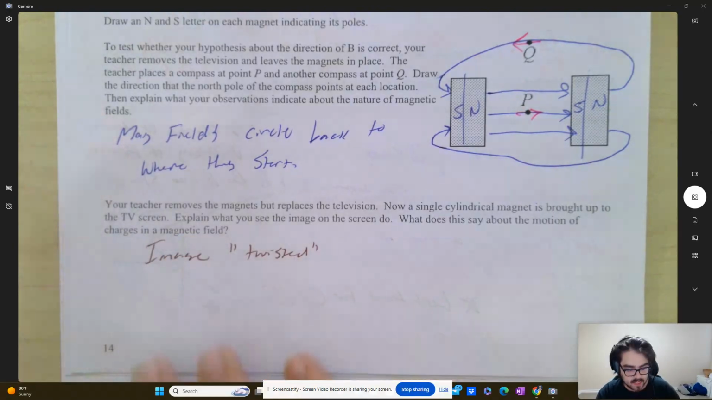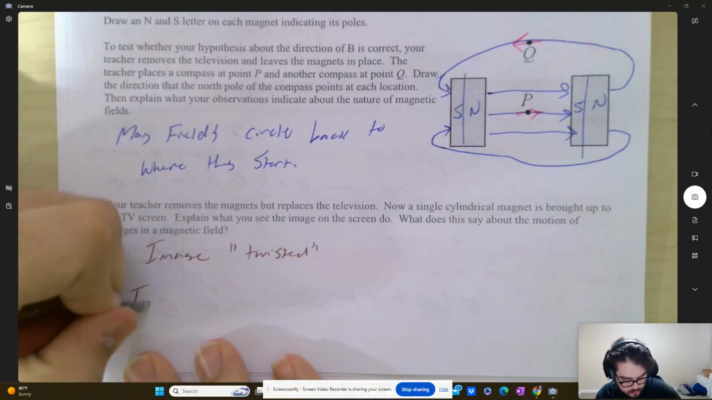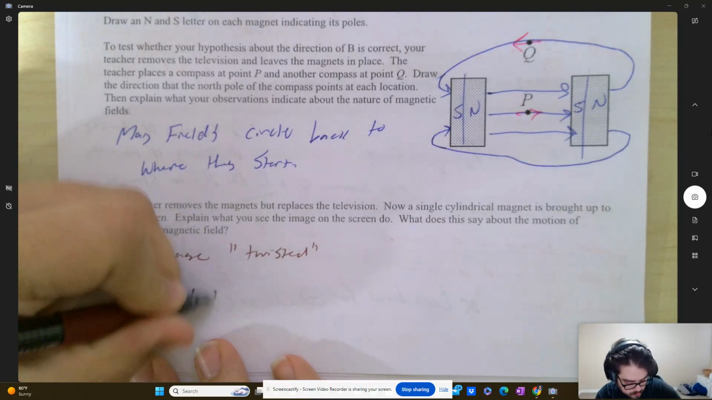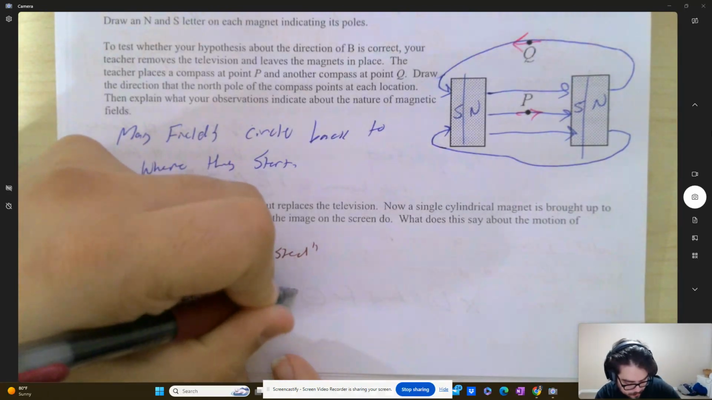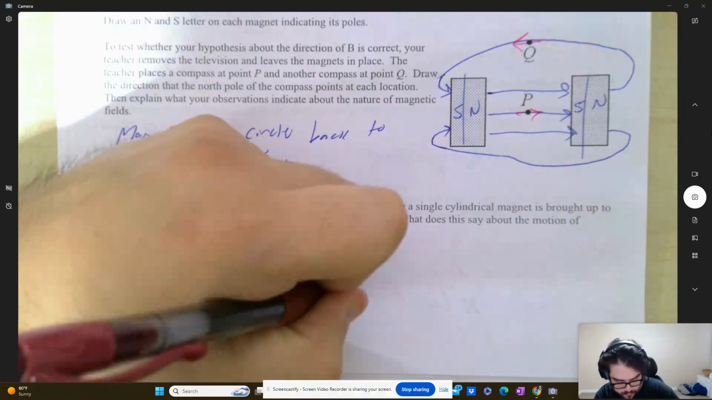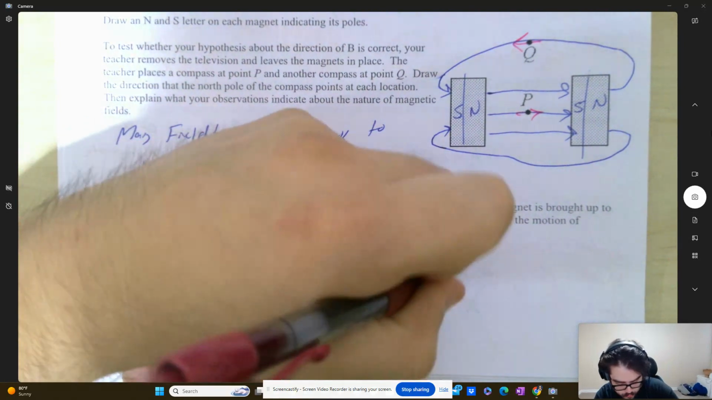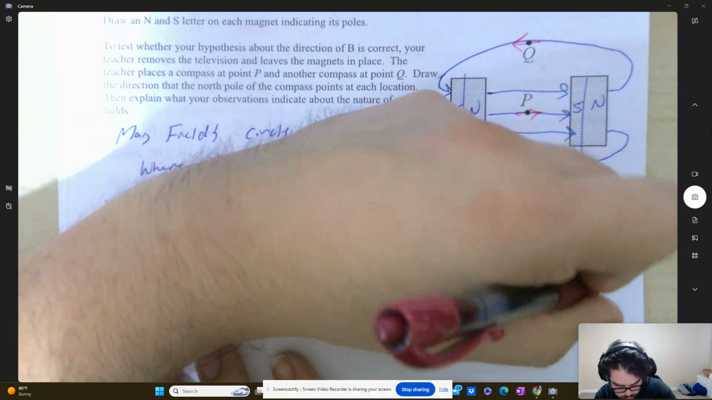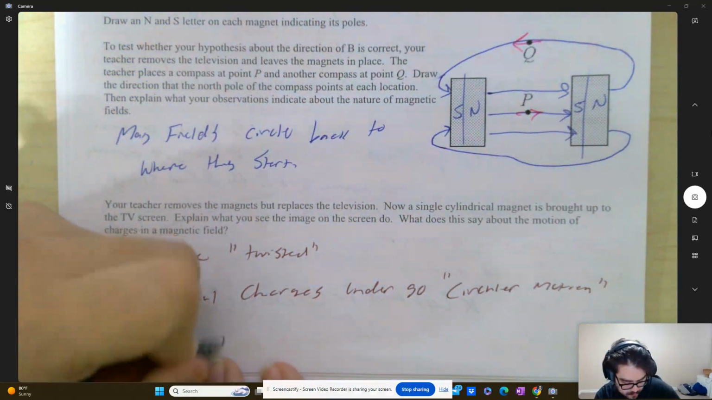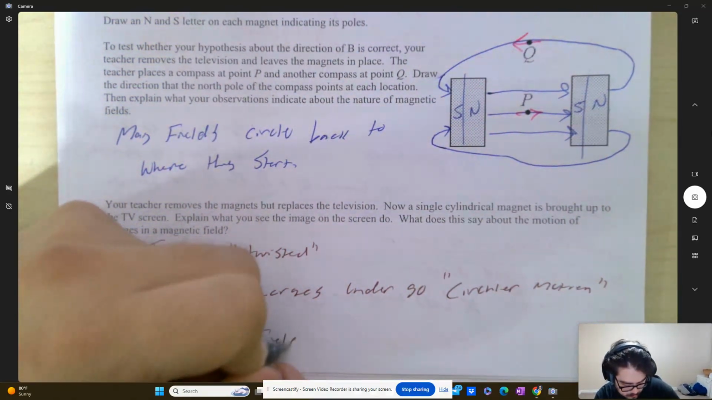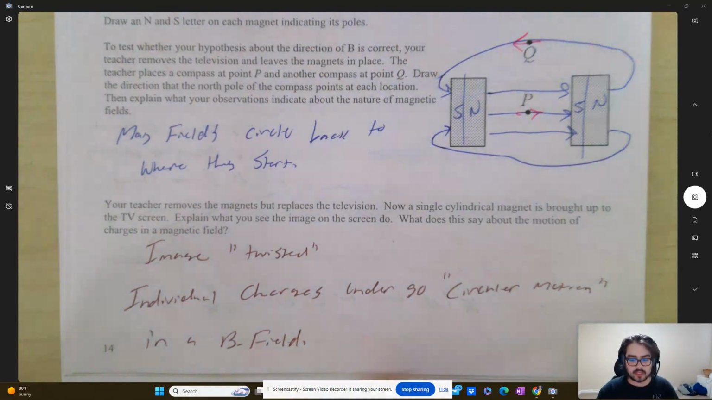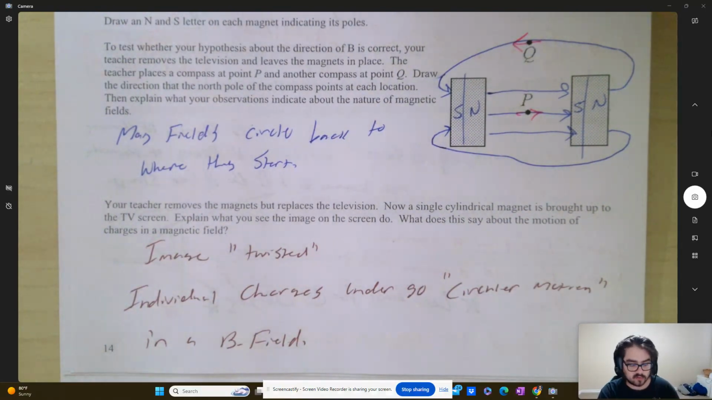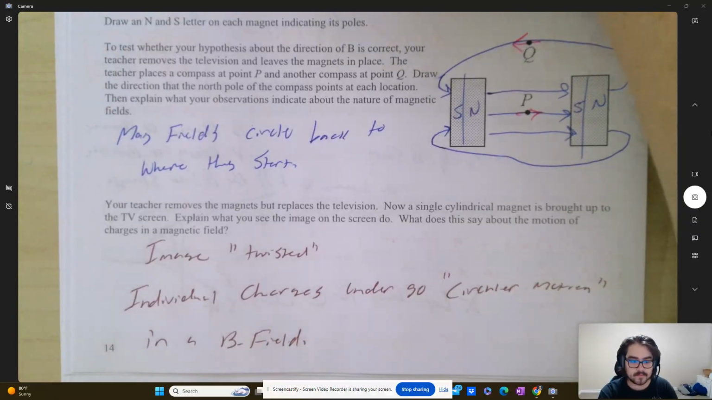If the image is twisted, that means that the individual charges undergo circular motion in a B field. Okay, they undergo circular motion in a B field. So if you have a charge inside of a B field, it's going to undergo circular motion as a result of that B field. Okay.